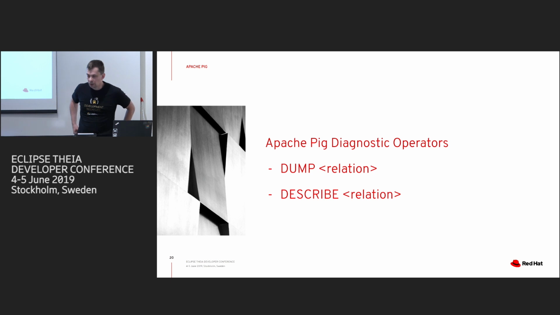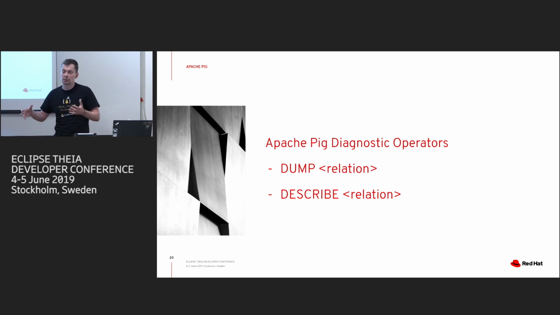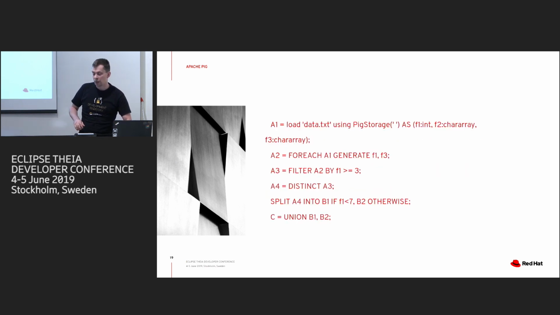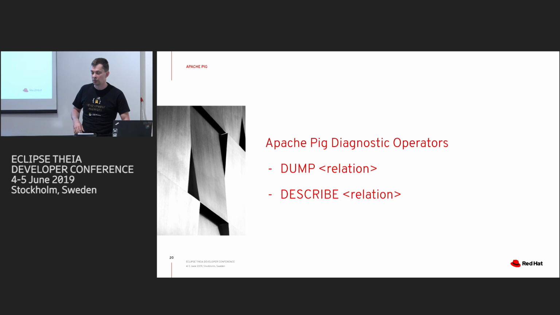Apache Pig has several operators to test and diagnose. There is the dump operation, which prints the data set on the screen or to a file. And describe. Describe basically shows the schema of the data set. For instance, in our case, for the data set relation A1, it would print: F1 has an integer value, F2 is of type string, and F3 is of type string. So it just prints the type of the data set.